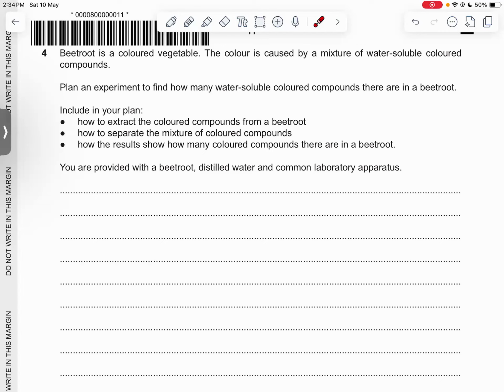Are juicers part of common laboratory apparatus? Beta, how are we going to crush it? The blender and the juicer are not really supposed to be part of it. I mean, at larger levels in labs they are, but you guys should know what a mortar and pestle is. So whenever you're trying to crush stuff, you say mortar and pestle, all right? Don't say juicer and blender.